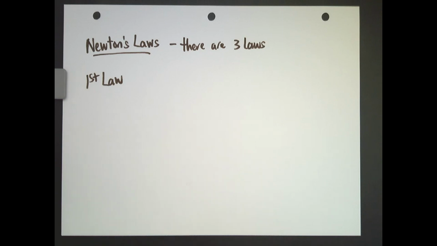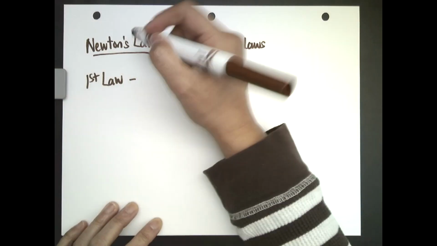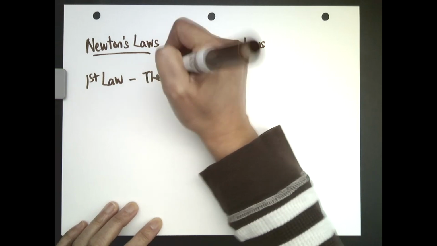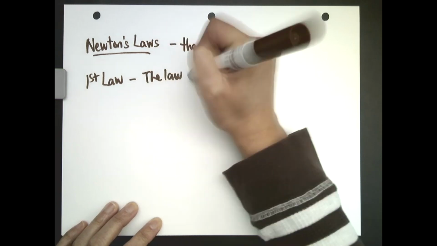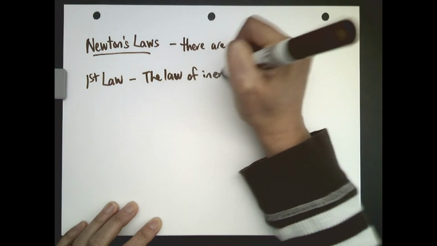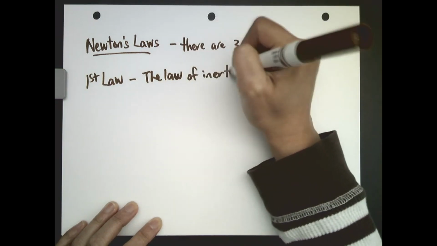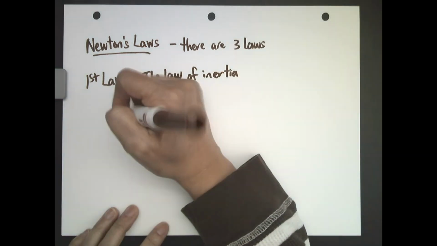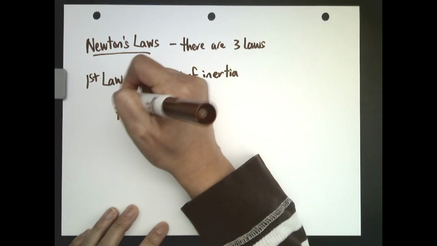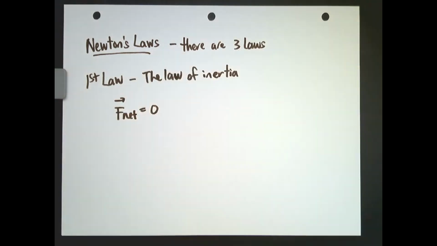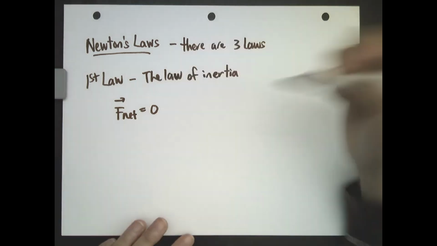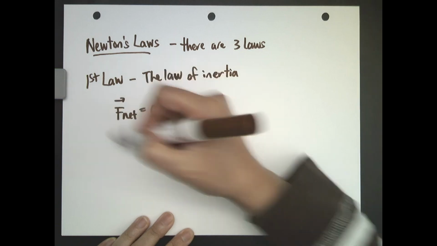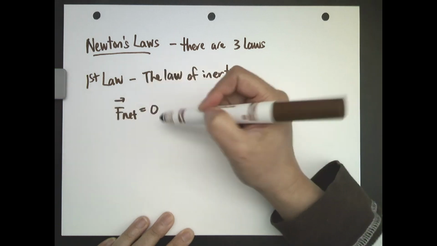So Newton's first law is also known as the law of inertia. So what does that mean? Well, mathematically, the first law is essentially this: F net equals 0. So in the physics world, what does that mean? Essentially that there's a lot of forces and they all balance out to 0.